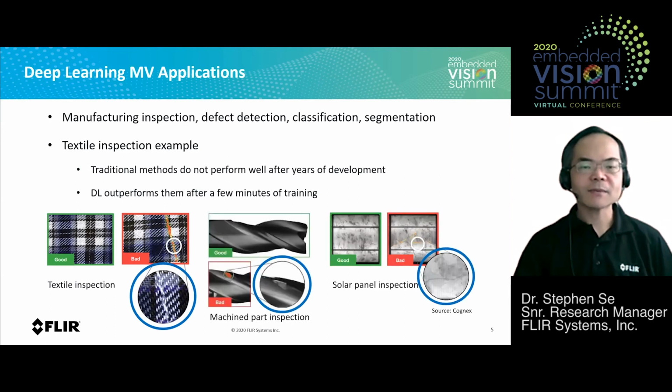Here are some other examples, such as machine part inspection and solar panel inspection, where deep learning works well. The zoom-in view of the defects detected are circled in blue here. It is very difficult to model a defect mathematically and hard to come up with an algorithm to detect any type of defects.